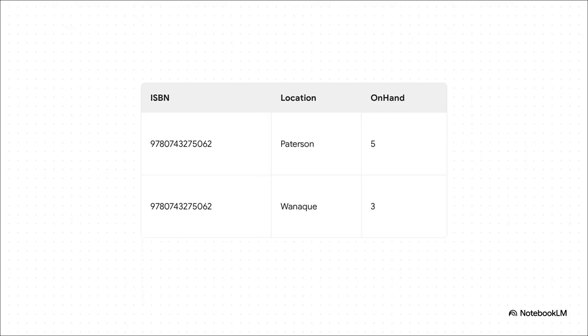So what's the solution? We create separate rooms. We pull all that inventory info out into its own stock table. Now all the general book info lives in a dedicated books table, and they're linked together by the ISBN.